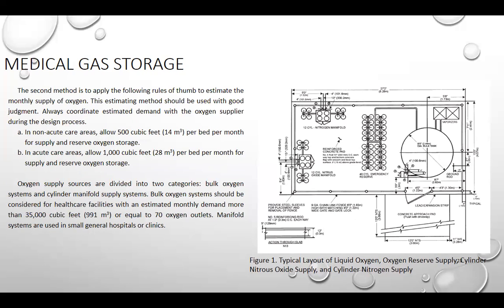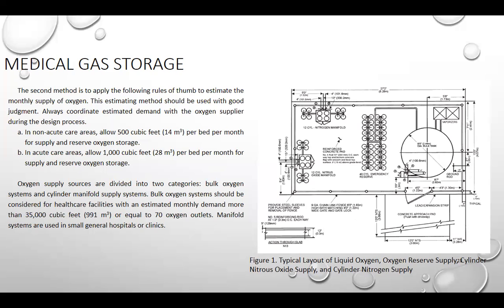Always coordinate estimated demand with the oxygen supplier during the design process. A, in non-acute care areas, allow 500 cubic feet, 14 cubic meters, per bed per month for supply and reserve oxygen. B, in acute care areas, allow 1,000 cubic feet per bed per month for supply and reserve oxygen.